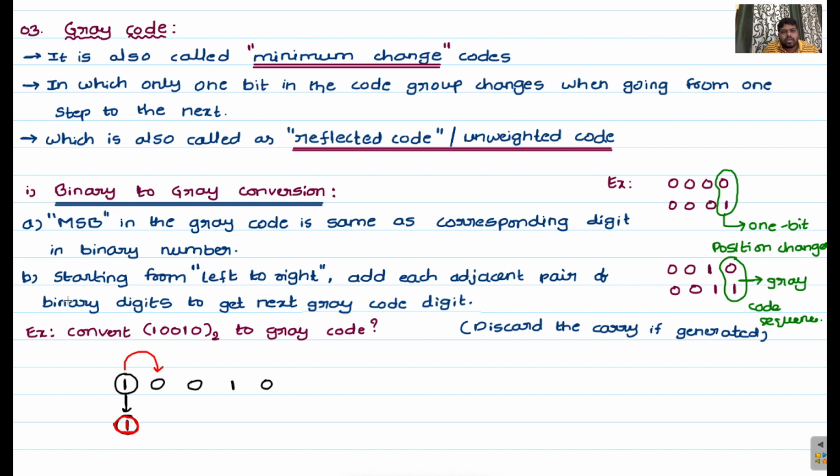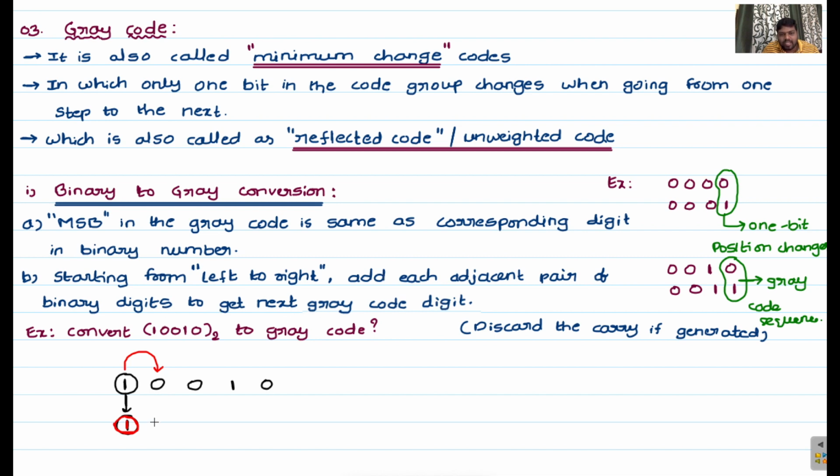The second step is, starting from left to right, add each adjacent pair. This 1 0 is one adjacent pair, this 0 0 is another adjacent pair, this 0 1 is another adjacent pair, and this 1 0 is one more adjacent pair. Starting from left to right, add each adjacent pair of binary digits to get the next gray code digit.